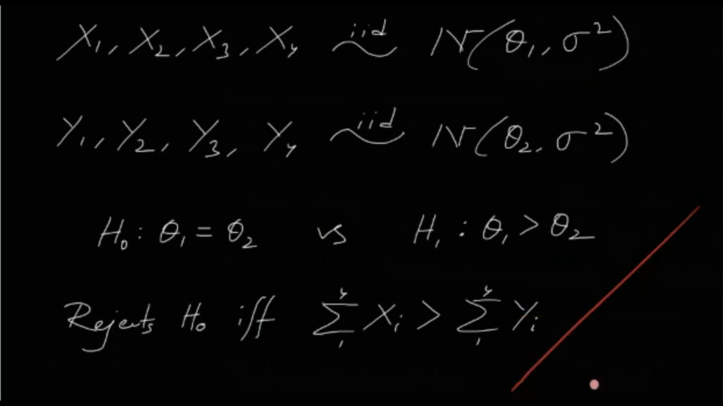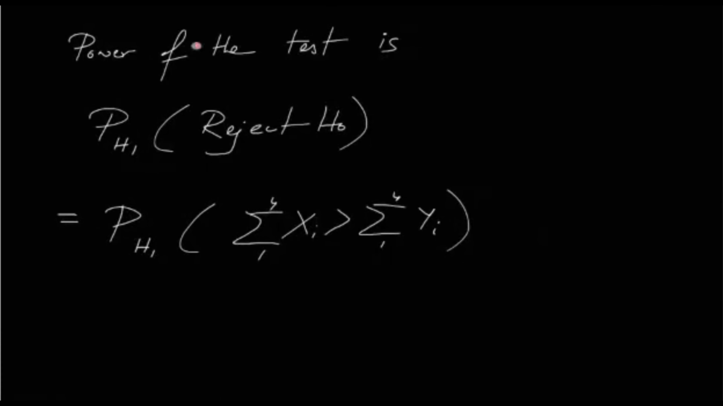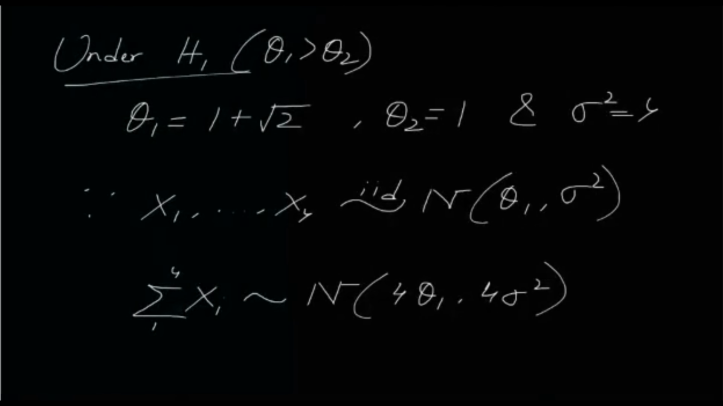The test rejects H naught if and only if the sum of the xi's is greater than the sum of the yi's, right? It is given. So the power of the test is nothing but the probability under H1 of rejecting H naught. So under the assumption that H1 is true, we have to reject H naught. The probability of that is the power of the test. Now rejecting H naught is nothing but summation xi greater than summation yi. H1 contains all those ordered pairs of theta 1 and theta 2 such that theta 1 is greater than theta 2, so among all those points we have to calculate the power of this test at these particular values: theta 1 equals 1 plus root 2 and theta 2 equals 1 and sigma square is given to be 4.